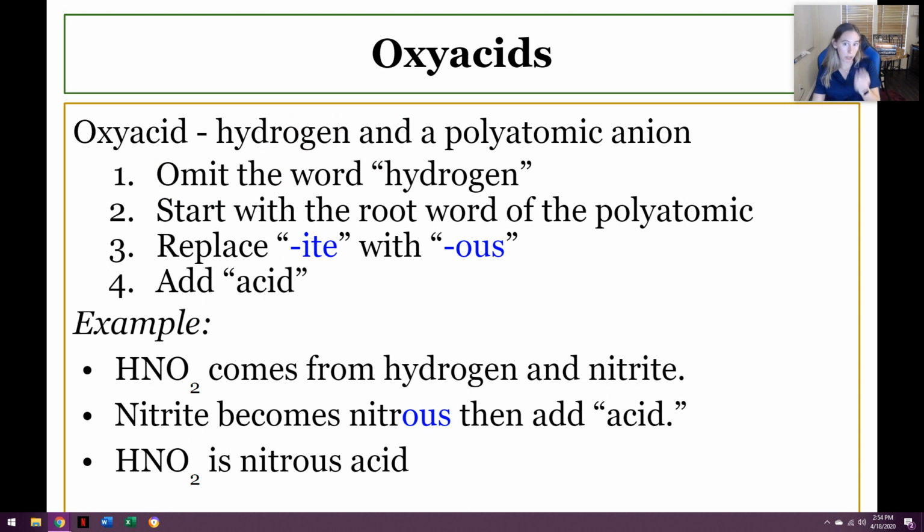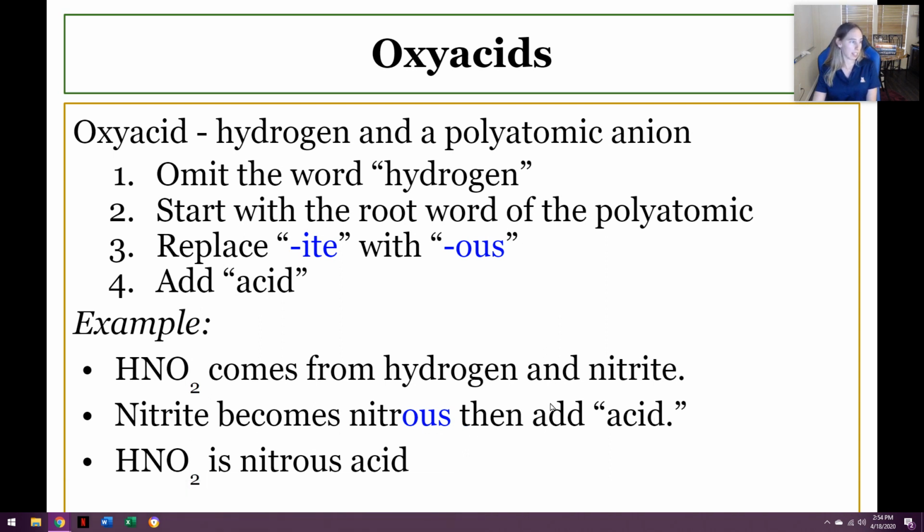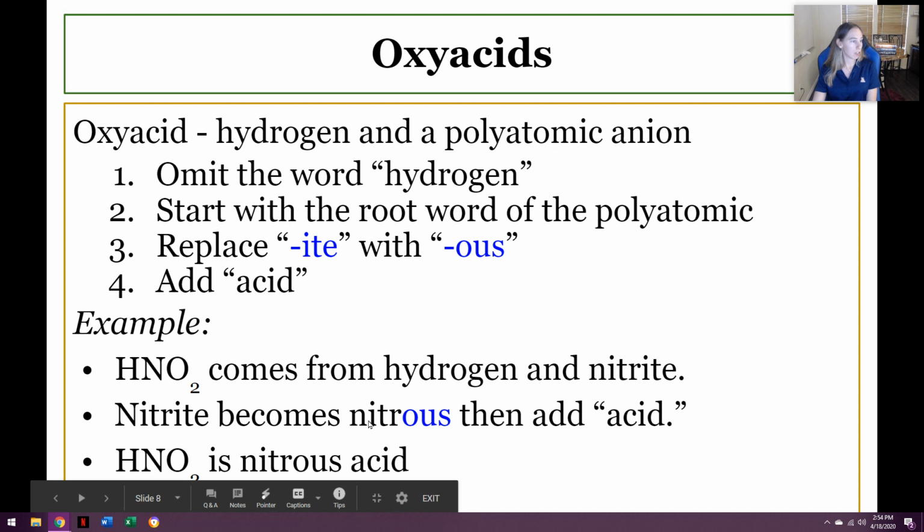Now, I'm sure you're wondering, well, what about the polyatomic anions that don't end in ate, but end in ite? Well, same thing. You're just going to change the ending from ite to ous. HNO2 comes from hydrogen and nitrite, which is NO2-. Nitrite then becomes nitrous, then you add the word acid at the end. So HNO2 is nitrous acid.